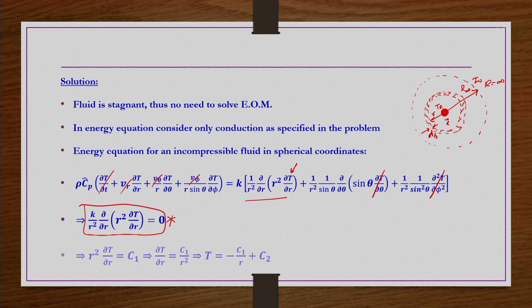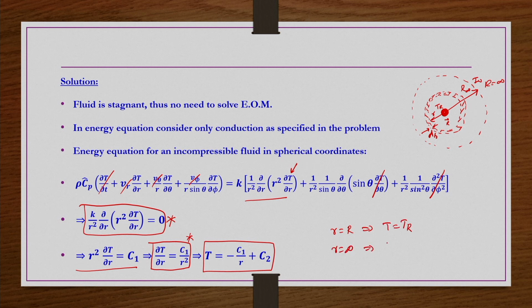Okay. So, now on integration what we get: r square dou T by dou r is equal to C1. So, the same thing we can write: dou T by dou r is equal to C1 by r square. So, this is also going to be useful for our further calculations. So, now once again if you do the integration, what you get? You get T is equal to minus C1 by r plus C2. So, now we need two boundary conditions to get these two constants C1, C2. One condition is at r equals capital R, T is equal to TR, at r equals infinity, T is equal to T infinity. This is what we know.